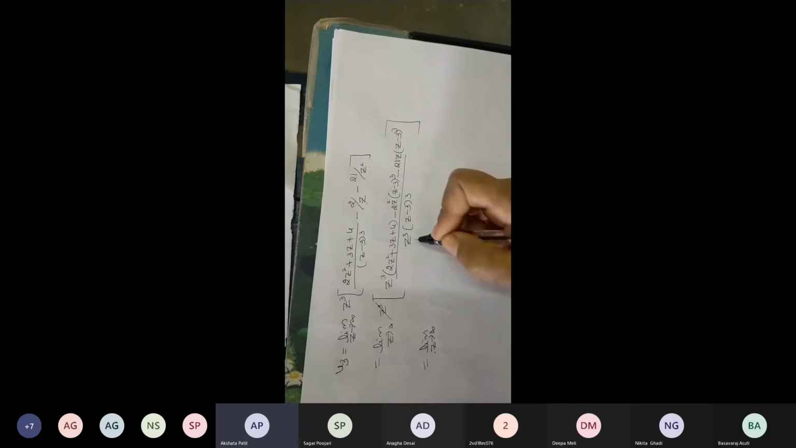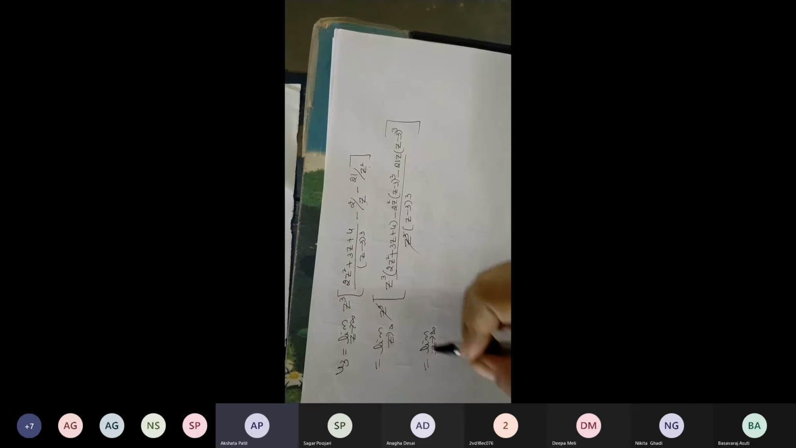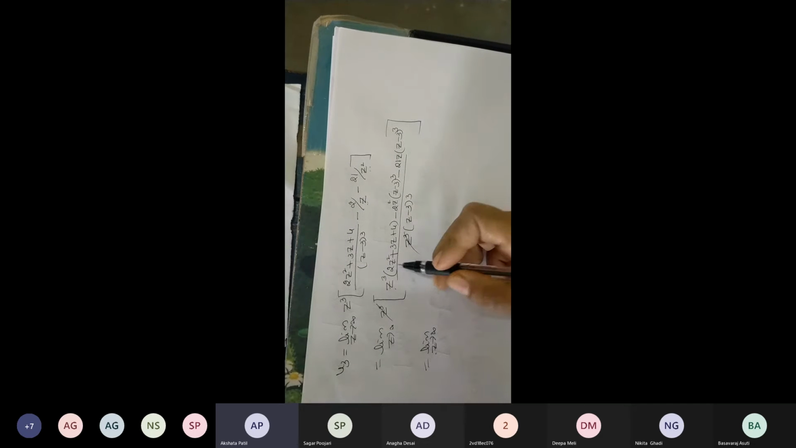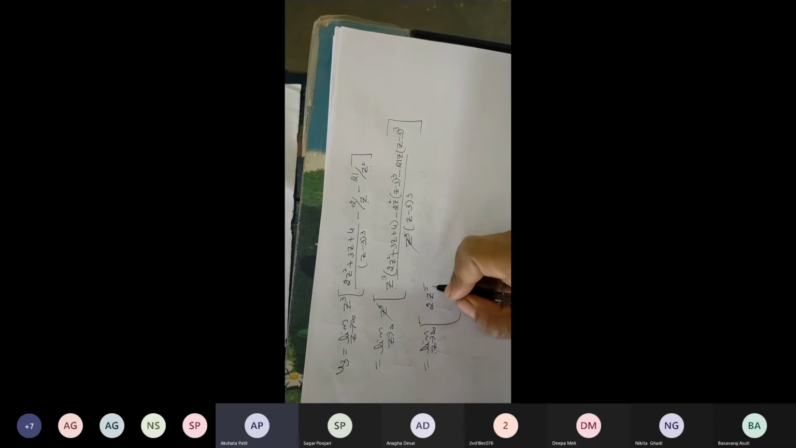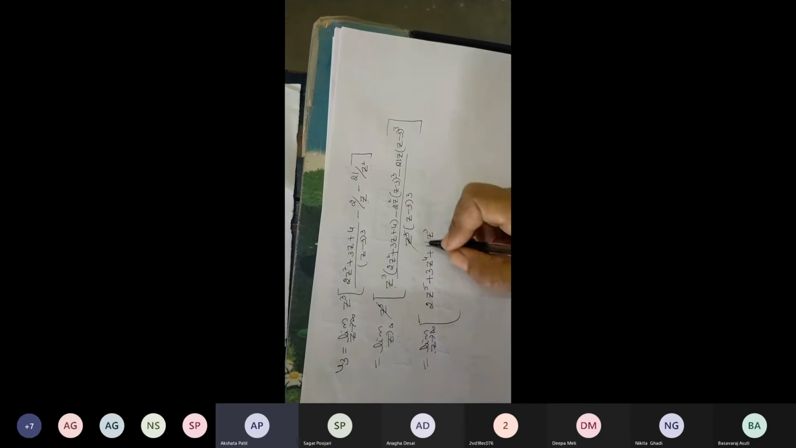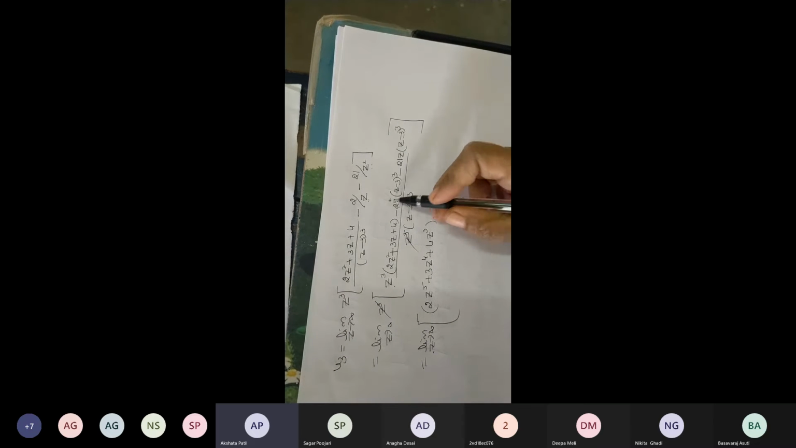Now let us simplify this one. So we can write limit z tends to infinity. Now here this z cube gets cancelled. Now z cube multiply the inside terms, so we will get here 2 into z raised to 5, plus 3 into z raised to 4, plus 4 z cube. Now minus of here 2z square into (z minus 3) the whole cube.